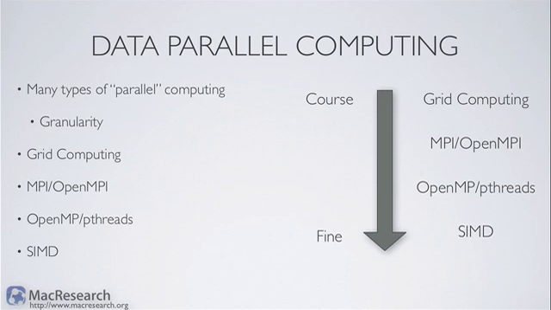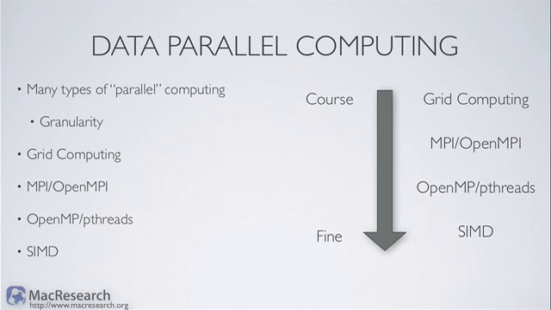So when we say data parallel computing, what are we really talking about? Well, there's a huge spectrum of things. If we just break it down, we refer to the granularity. In coarse grain parallel computing, we might be talking about grid computing. And as we move down the list, we might talk about finer things like OpenMPI, or within a single system, pthreads or OpenMP, just standard threading models. Or we might be talking about very, very fine-grained parallelism, where we're talking about SIMD, single instruction, multiple data.